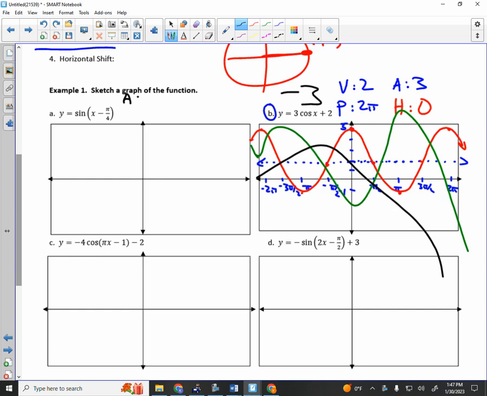I have amplitude, but first we'll do the vertical shift. Anybody see what the vertical shift is here? Yeah, there's nothing on the outside here, so there's no vertical shift. The amplitude is 1. So that means I'm going to go to a height of 1 and down to -1.